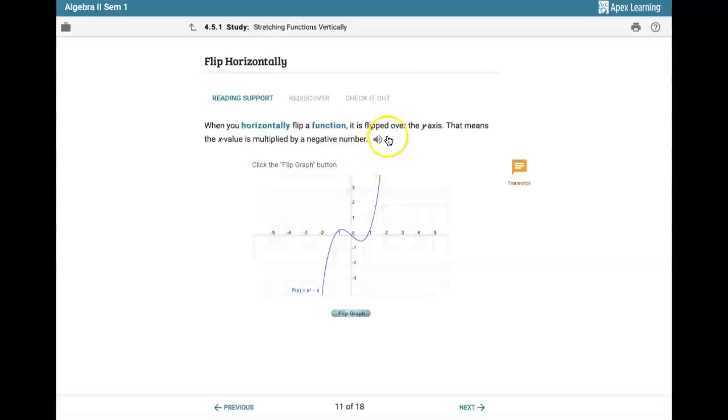So when you flip a function horizontally, over the y-axis, that means it's multiplied by a negative number. So again, I now have negative x cubed plus x instead of x cubed minus x. When you flip a function horizontally across that y-axis, it's multiplying the x value by a negative number.